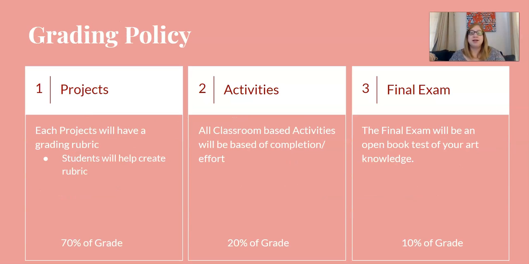For our grading policy, we have 3 different categories. The first and biggest, it's 70% of your grade, is projects. So doing the art is the most important part of art. It's crazy, I know. You guys will help make a rubric for every single project, so you will know what your project should look like before you ever started.